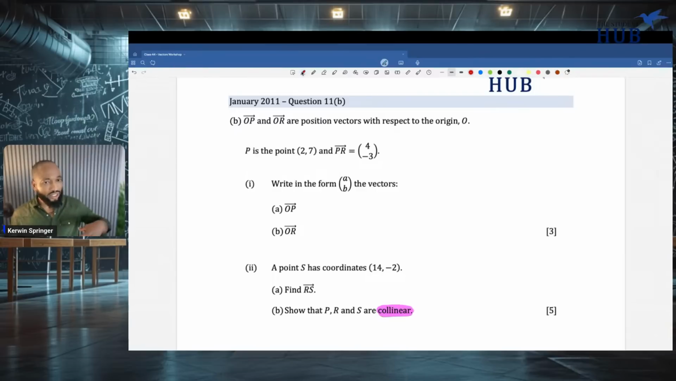So what version of vectors is this? Is this the geometric version or is this the coordinate geometry points version? Which version of vectors is this?